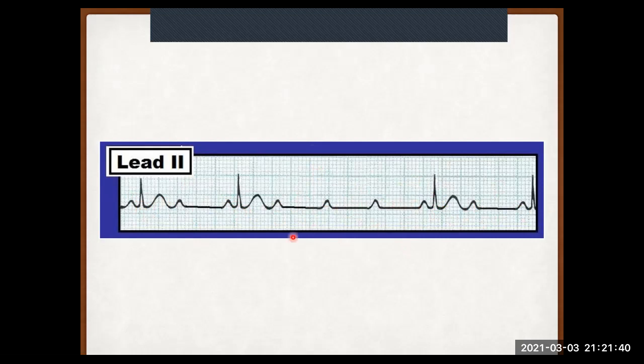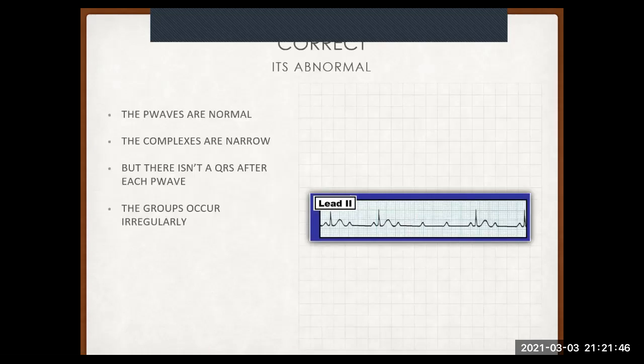The diagnosis is not important. Just as long as you said abnormal and you understood why, you've done very well there, okay? So there we go. It's an abnormal one. The P waves are normal. PR interval where it occurs is normal. Complexes are narrow, but there isn't a QRS after each P wave, and the groups are irregular, very irregular actually. Okay, let's go to the next one.